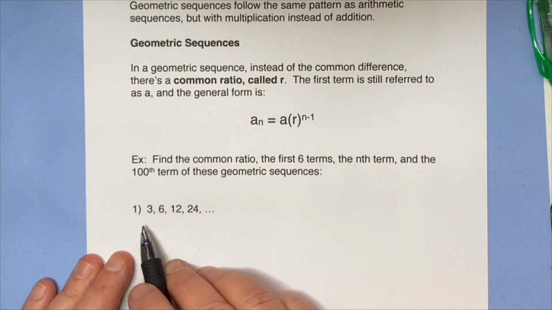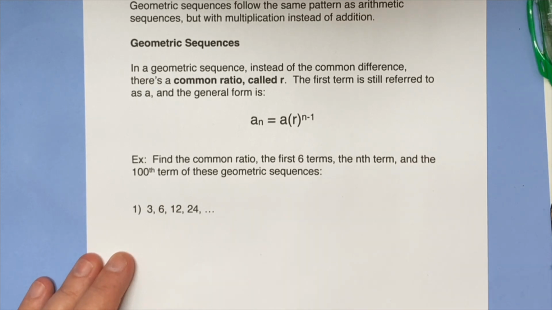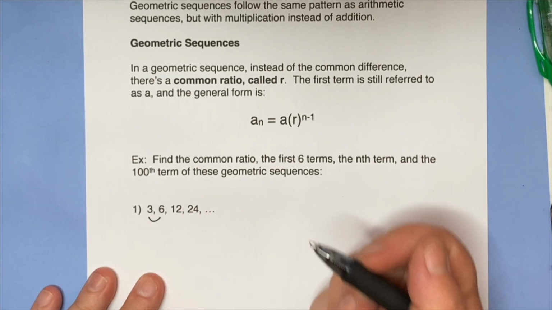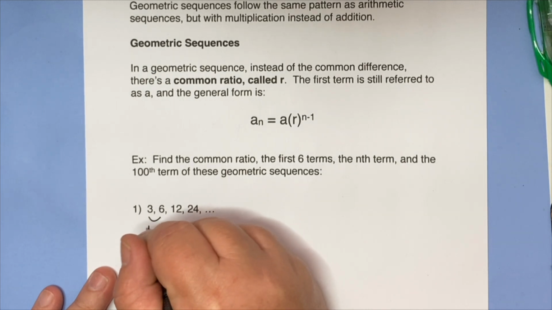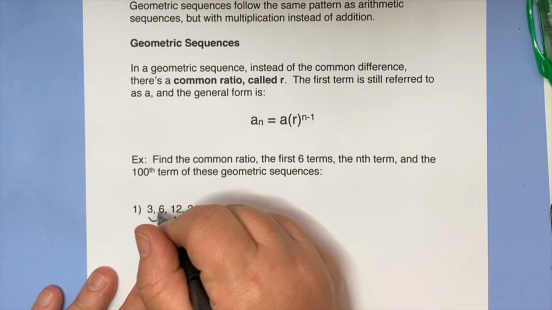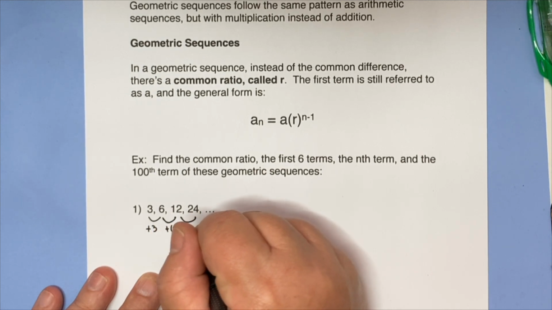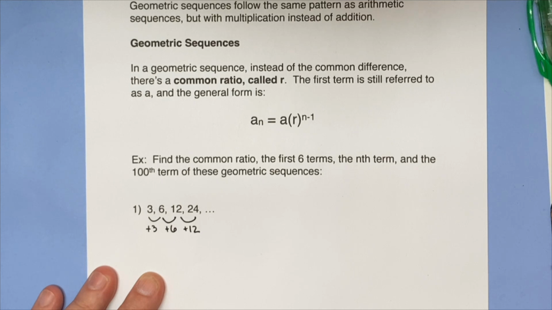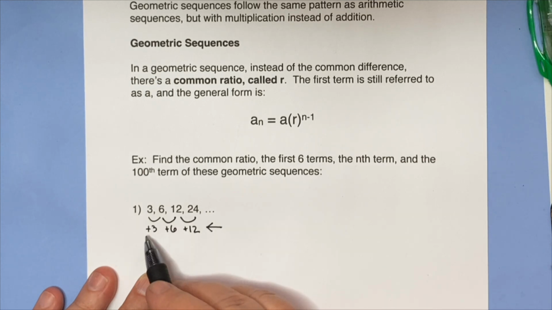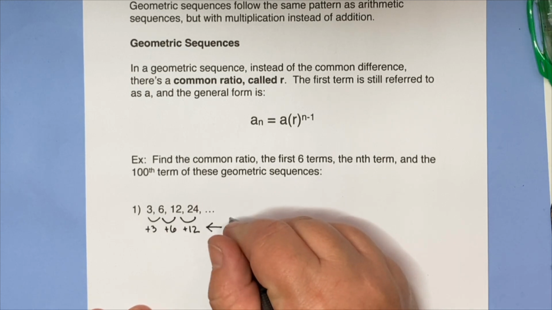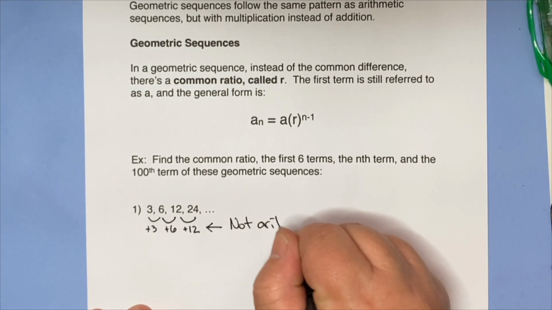So if you look at 3, 6, 12, 24, etc., and you're saying, well, how do I know it's not arithmetic? The answer is if you look at the terms, to get from 3 to 6, I could add 3. And then to get from 6 to 12, I would add 6. And then to get here, I would add 12. And then I realize, oh, this is not a single difference that matches every time. So this is not arithmetic.